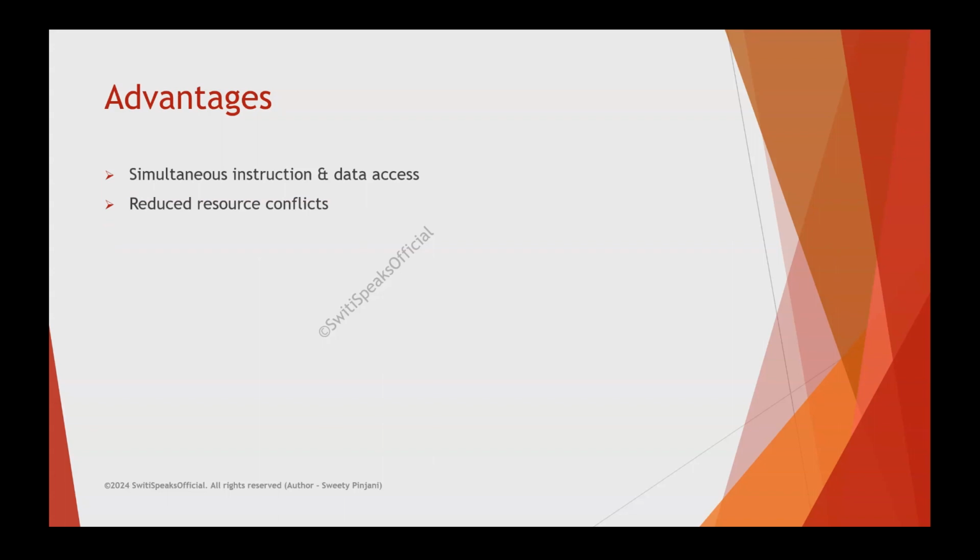Again, since the instruction and data memory are separate in case of Harvard architecture, you will not see any resource conflict, because there is a separate resource for carrying instructions and a separate resource for carrying your data. Now your data and instruction memory are independent from each other.